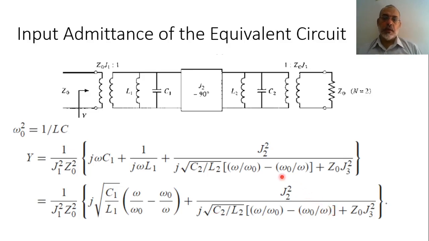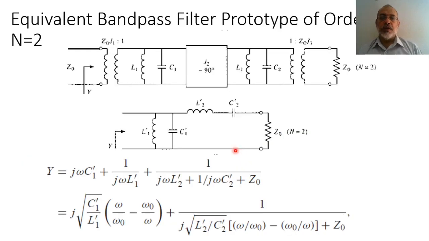On the other hand, the filter prototype of the bandpass filter for the second order filter can be represented as a parallel tank circuit L1 prime C1 prime connected with a series tank circuit L2 prime C2 prime. And the values of L1 prime, C1 prime, L2 prime, C2 prime are obtained from the low pass filter prototype g1, g2.